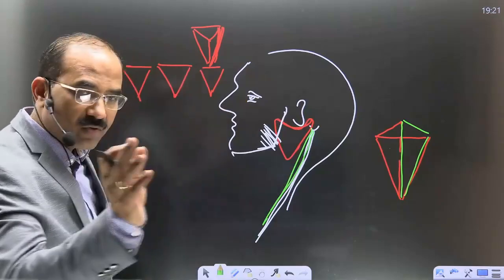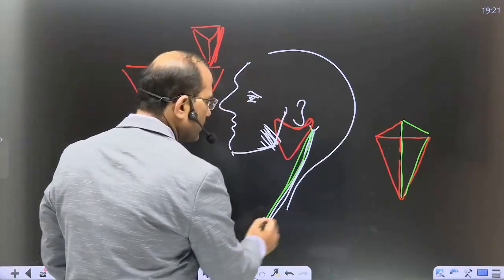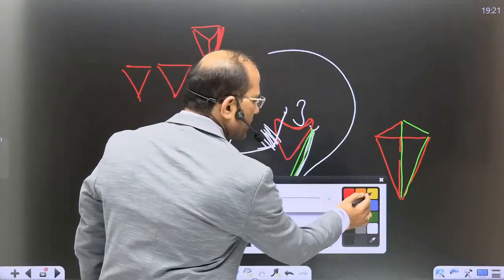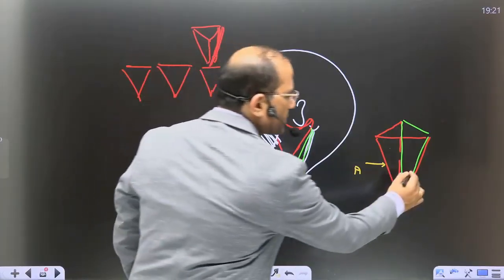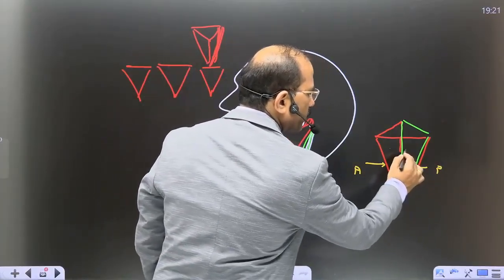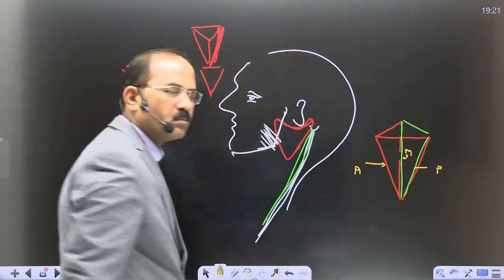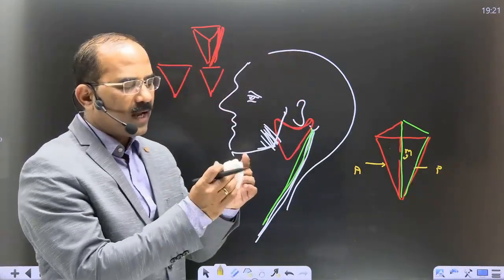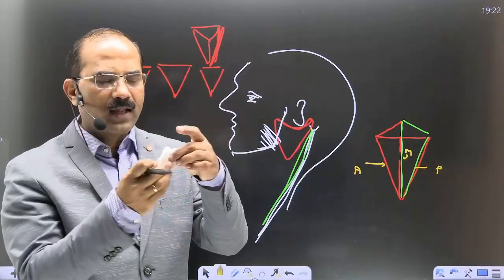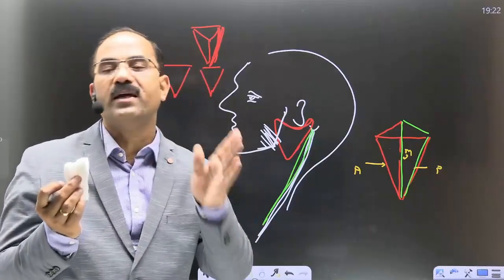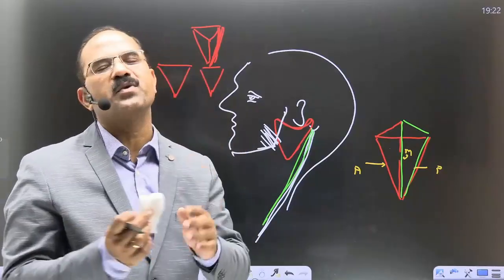So it will have three borders, right? What do you call this border? This border is going to be the anterior border. What is this border going to be? The posterior border. And this border is going to be the medial border. Anterior border is in front, posterior border is behind, and the medial border is deep inside. It is related to the pharynx.